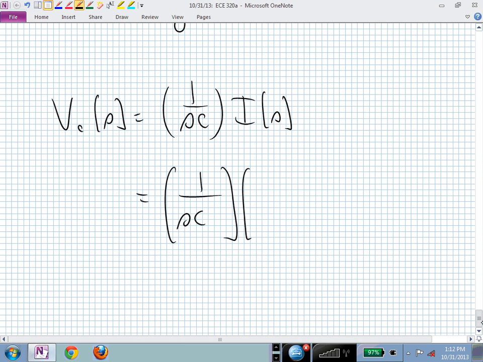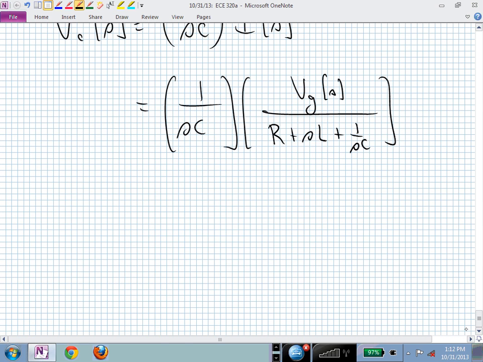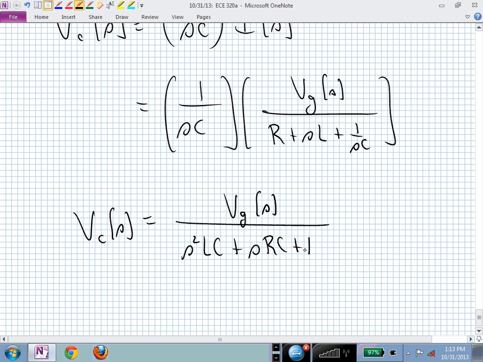So now if I write that down, I have V sub g of S over that sum of impedances. And that SC getting multiplied in the denominator cleans things up pretty easily. Now I simply have for the capacitor voltage, V sub c of s, that's V sub g of s, all over s squared LC plus s RC plus 1.